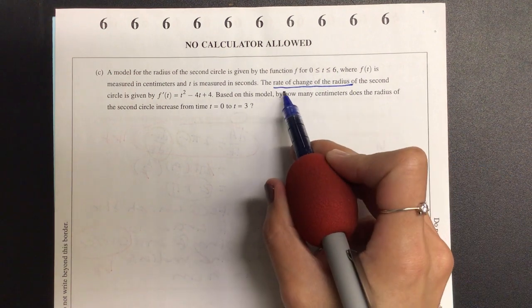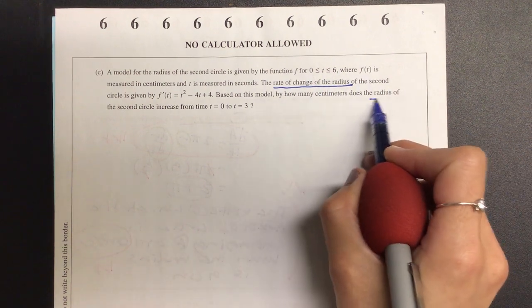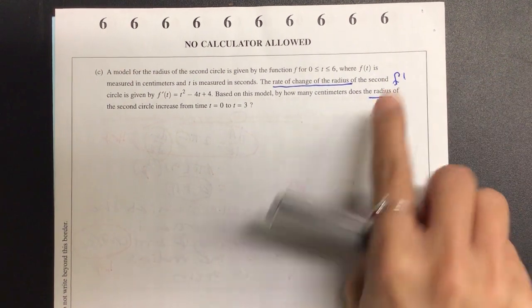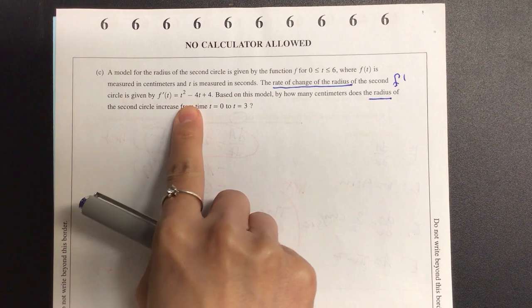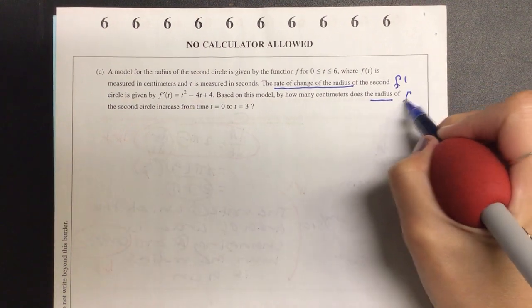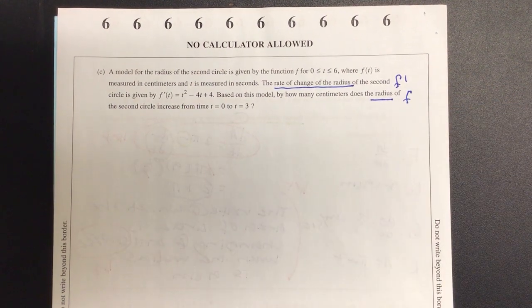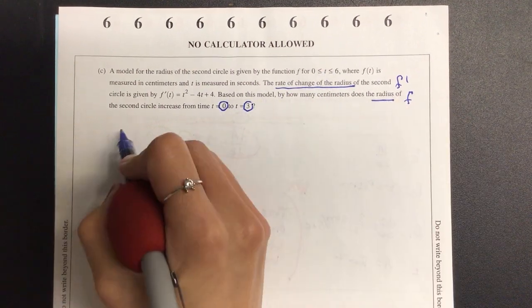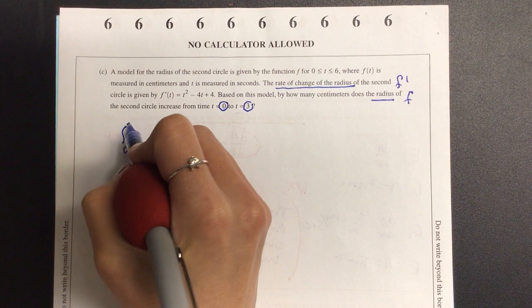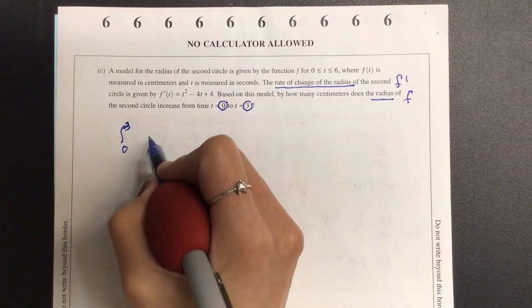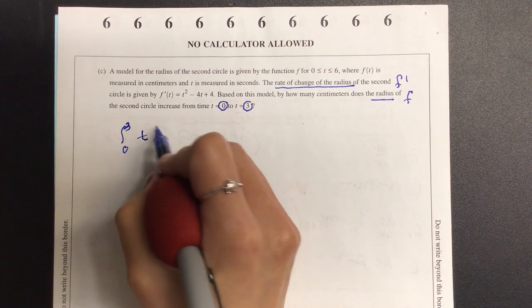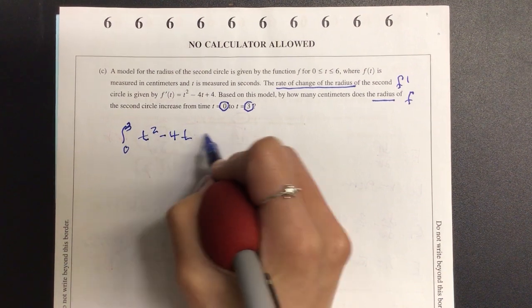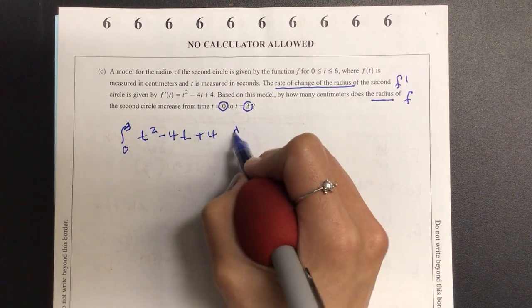So we're going from rate of change of the radius to the actual radius value. That means what's given to us is f prime. And if you're like, well, how do we know? Well, it's also on there. And we're trying to get to our f. So we need to go ahead and integrate. And we are integrating from time t equals 0 to 3. So let's make our integration sign, 0 to 3. And let's write out the f prime. So we have t squared minus 4t plus 4, and it's dt.